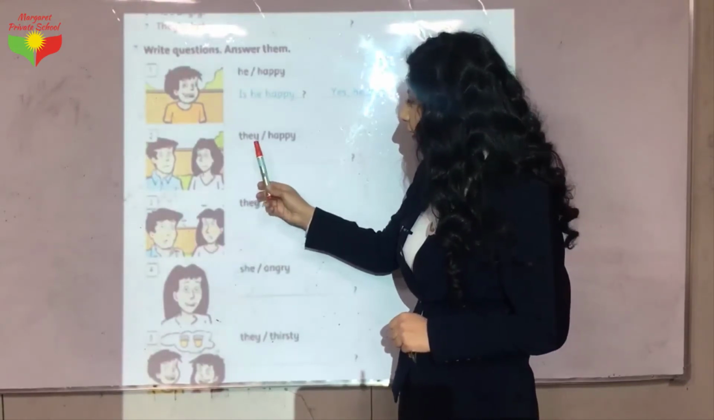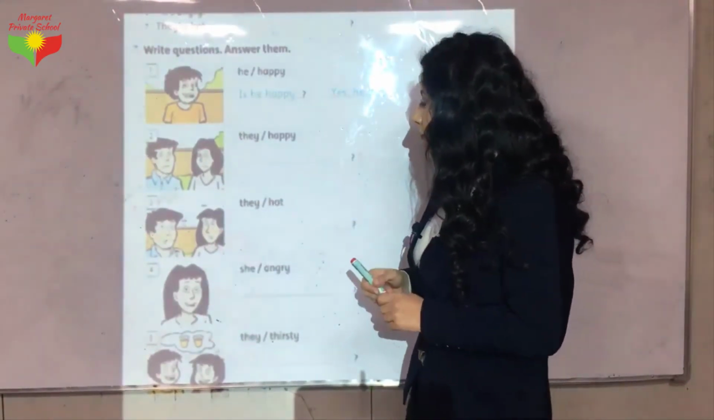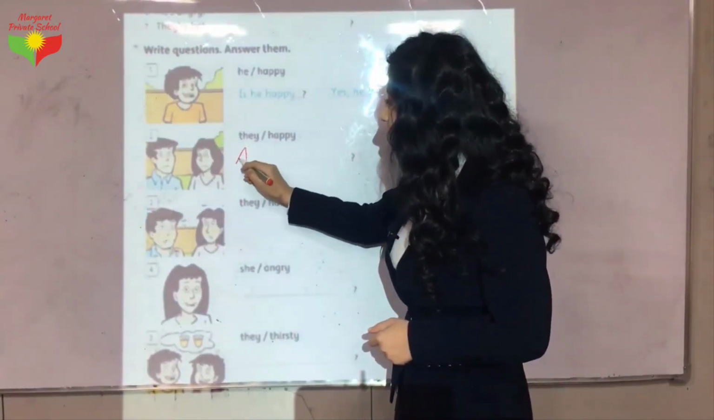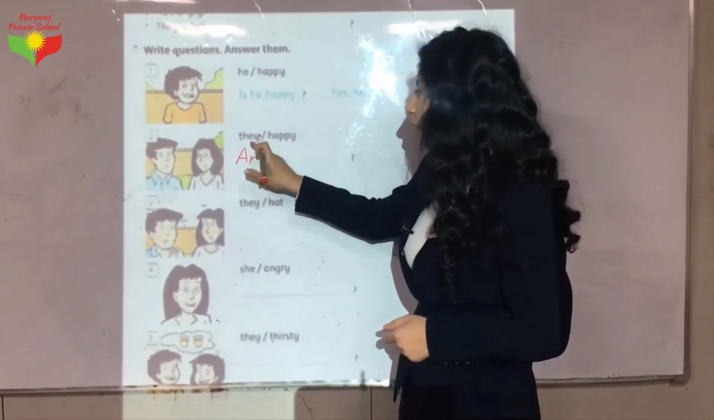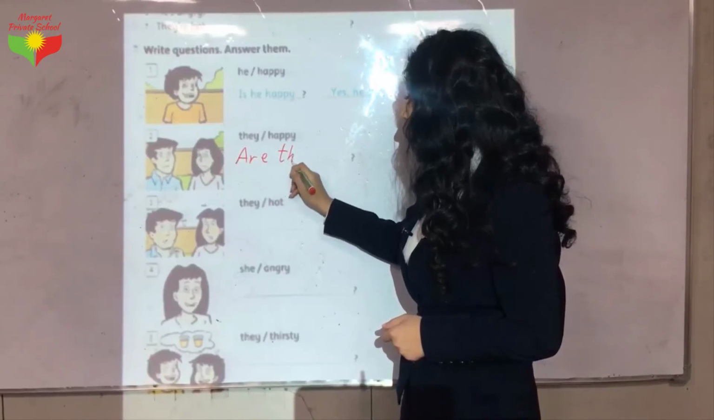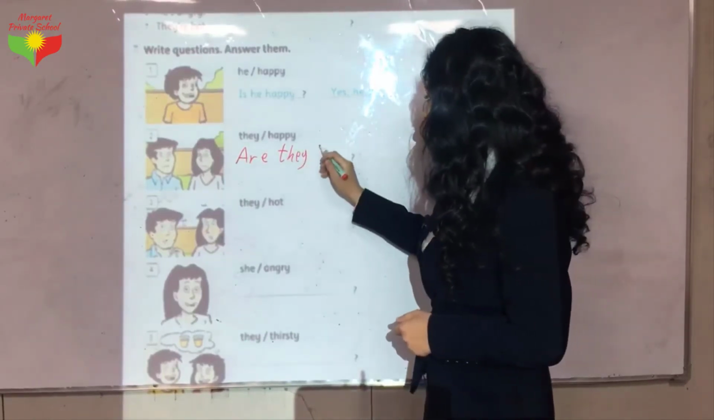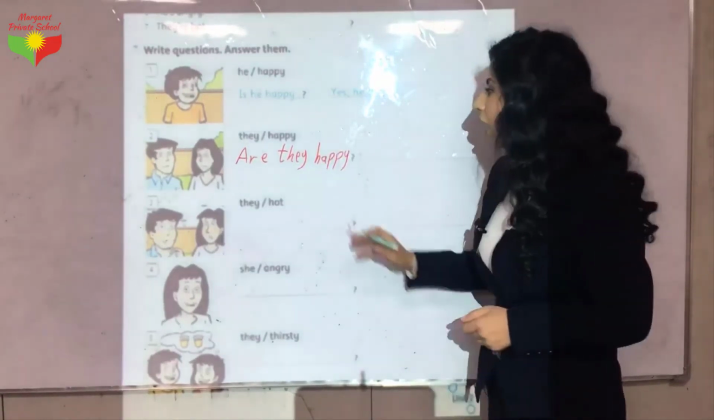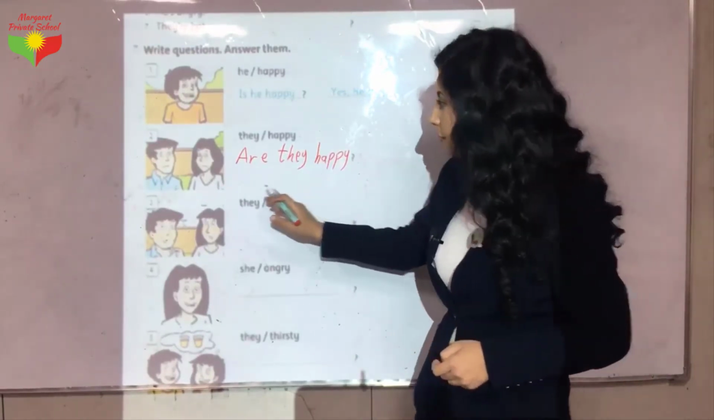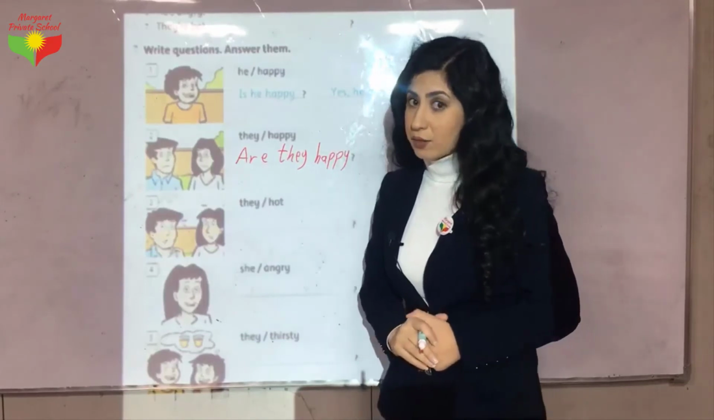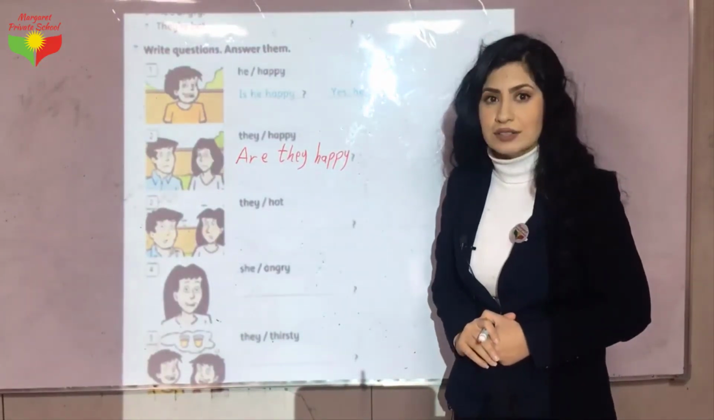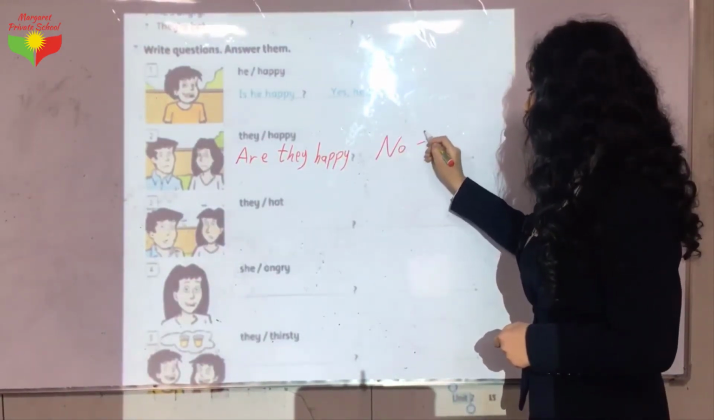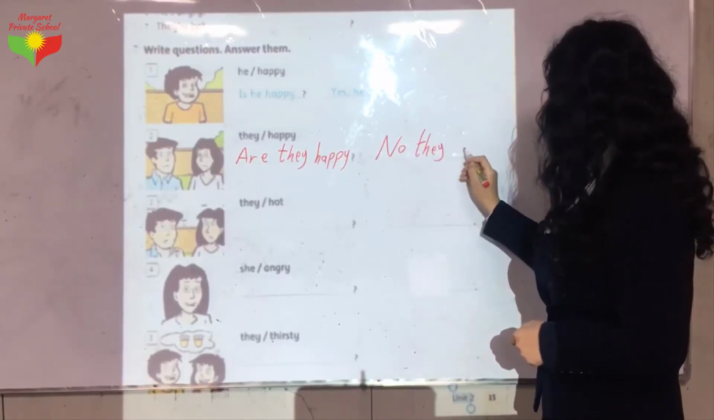Now look at the second one. We have they and happy. Okay, we have to use are with they. That is why we should write are they. Are they happy? Okay, look at the picture. They're sad. That is why we have to say no, they aren't. So write no, they aren't.